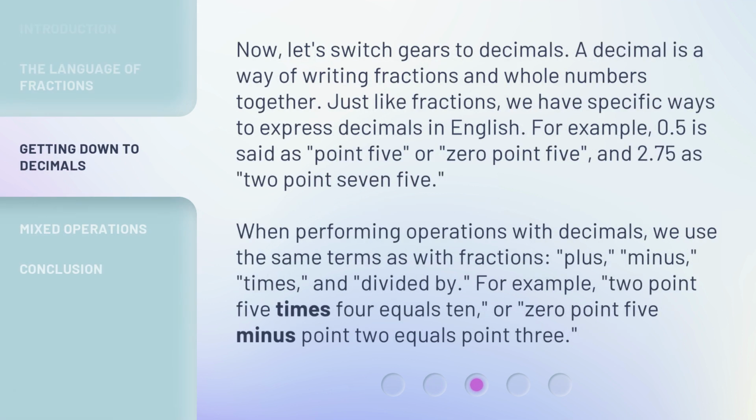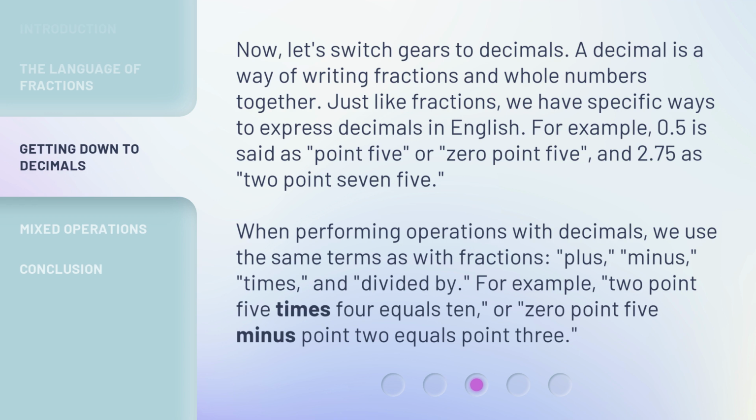Now, let's switch gears to decimals. A decimal is a way of writing fractions and whole numbers together. Just like fractions, we have specific ways to express decimals in English. For example, 0.5 is said as zero point five, or point five, and 2.75 as two point seven five.